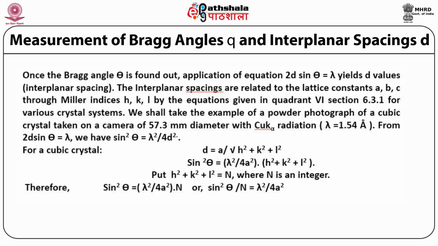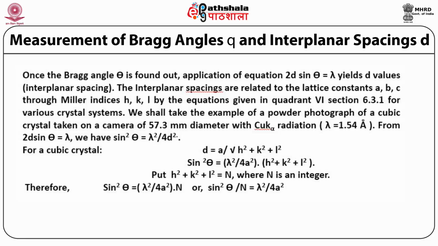We shall take the example of a powder photograph of a cubic crystal taken on a camera of 57.3 mm diameter with CuKα radiation, where λ is equal to 1.54 angstroms. From 2d sin θ equal to λ, we have sin²θ is equal to λ² upon 4d². For a cubic crystal, d is equal to a upon √(h²+k²+l²). Sin²θ equal to λ² upon 4a² into (h²+k²+l²).